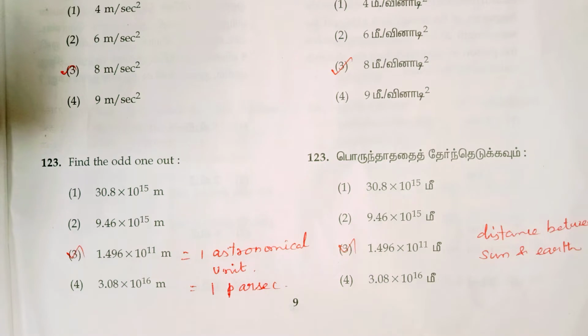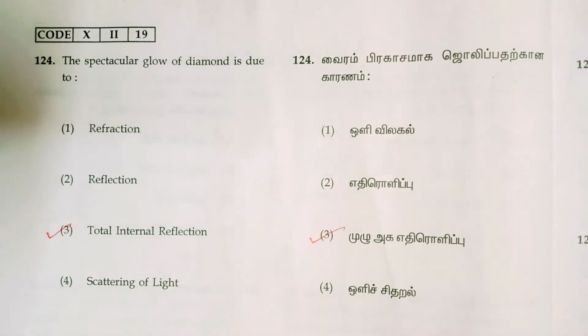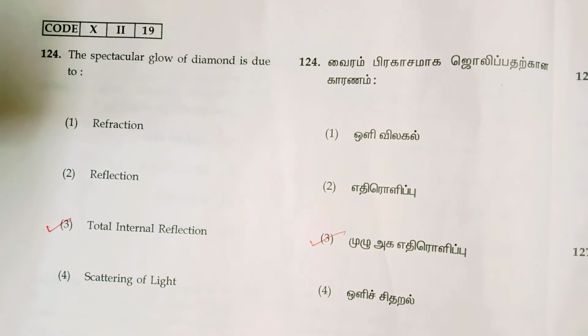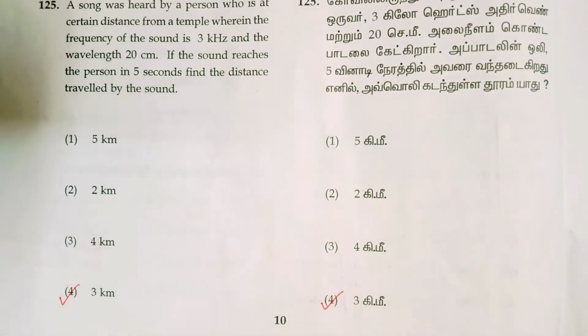Find the odd one out. 1.496 into 10 power 11 meter, 1 astronomical unit, distance between sun and earth. The spectacular glow of diamond is due to total internal reflection. It's a very important question.